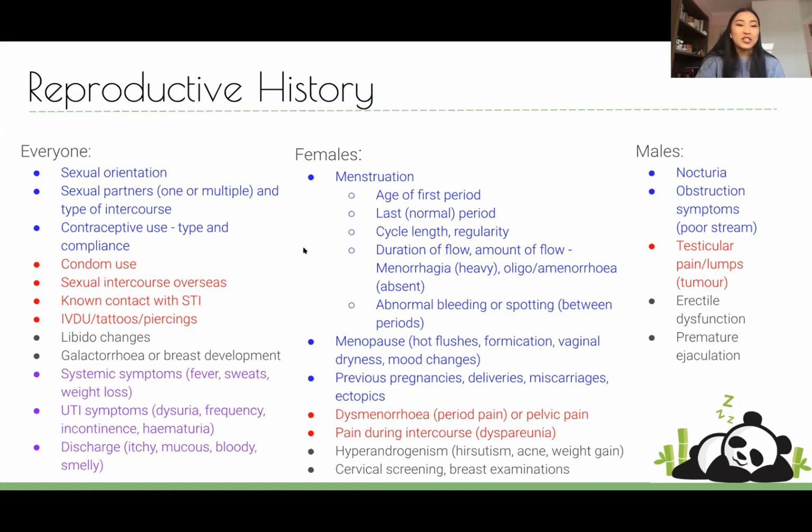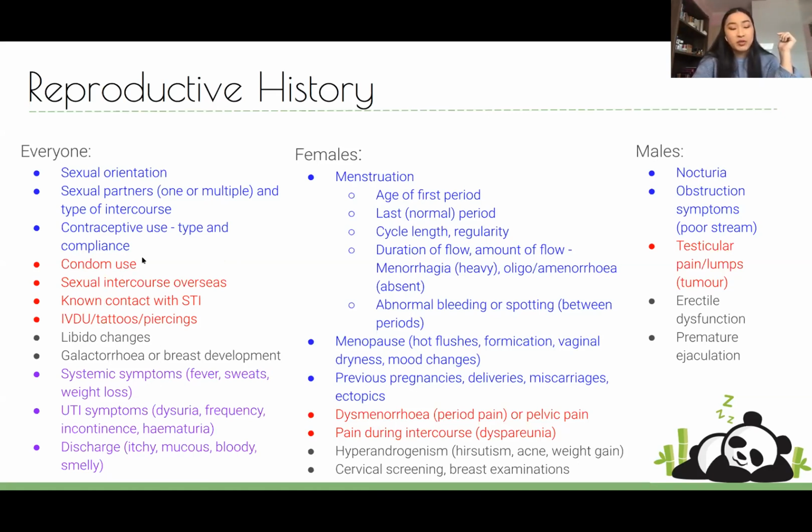So the questions that you would ask everyone, the first thing you want to know is to be able to quantify the type and kind of sex that they're having. So what is their sexual orientation? Who are their sexual partners, one or multiple, and what kind of intercourse are they having? Under this also, you would want to know, is it protected? So are they using contraception, and what type and compliance? Because people will say, yeah, I take the pill, but then they're forgetting the pill every second day. So that doesn't really count.